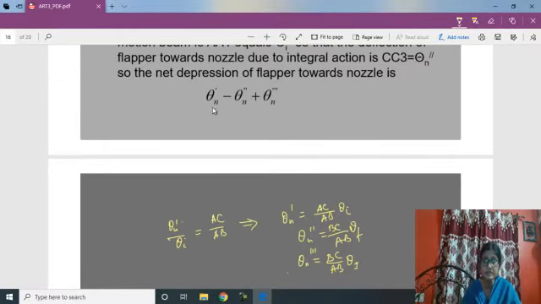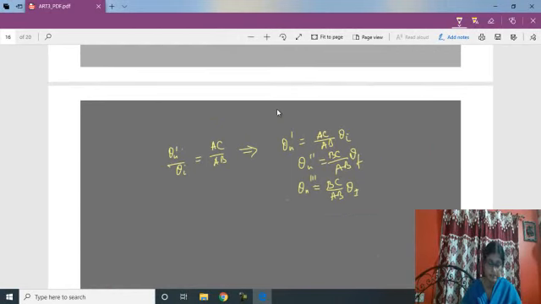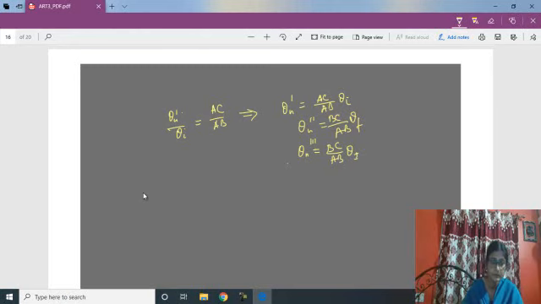Okay, so then from the equation, theta n dash minus theta n 2 dash plus theta n 3 dash, we can write the net deflection theta n is equal to AC by AB theta I minus BC by AB theta F plus BC by AB theta I, isn't it?